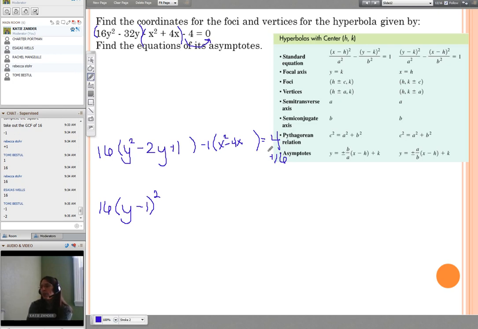-2. What's -2 squared? A +4. If I'm adding 4 here, what should I add to the other side? A -4. Woohoo!